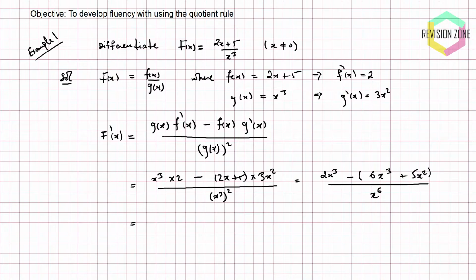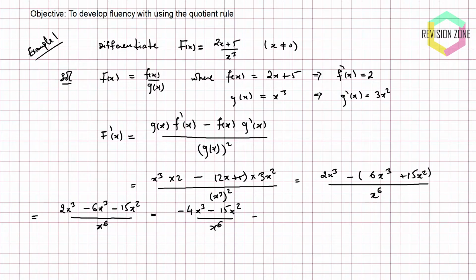Perhaps I'll write this slightly on the left side, given that there's so much space on this side of the screen. So I'm just going to have 2x cubed minus 6x cubed minus, should have been 15 here. I don't know why I wrote down a 5. Minus 15x squared, and the whole thing is over x to the 6, which we can of course collect coefficients and say it's going to be minus 4x cubed minus 15x squared all over x to the 6.